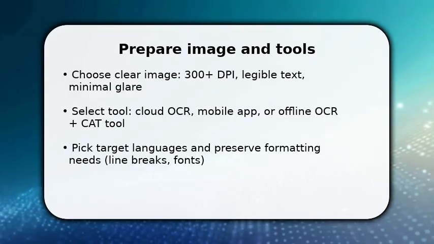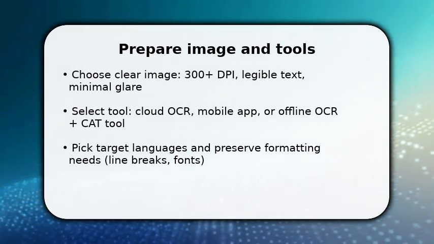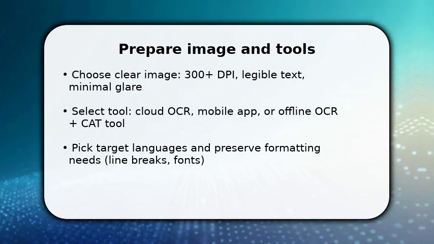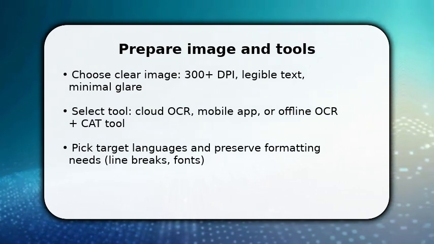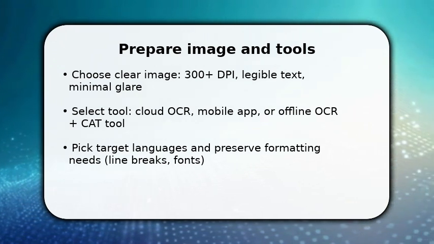You start by preparing the image and selecting tools. Open the image, crop to the text area, and enhance contrast so OCR can read it. Next, choose OCR software or a mobile app that supports your target language.